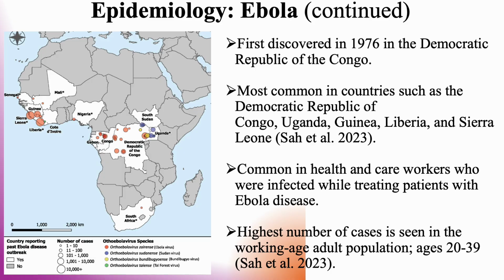Risk is not limited to a specific age group or ethnicity, although certain age groups may have higher occurrence rates depending on the certain outbreak. In the 2022 Uganda outbreak, the highest incidence was seen in the working age adult population between ages 20 and 39 due to their high risk of exposure, which is correlated with behavior and occupation.